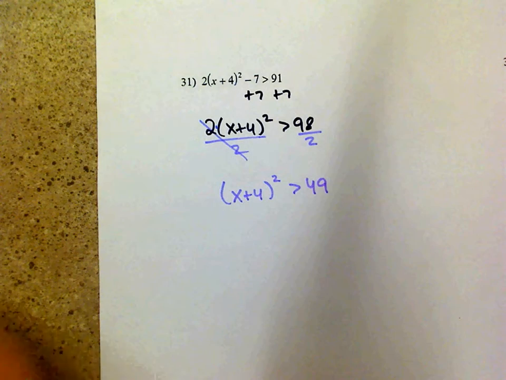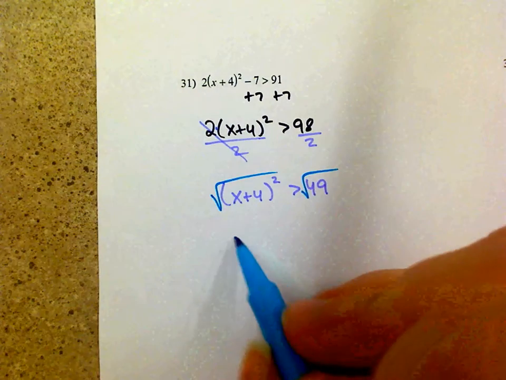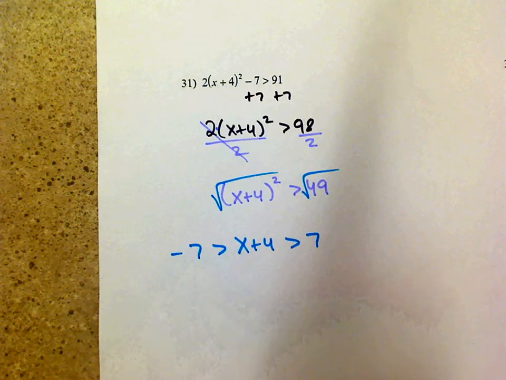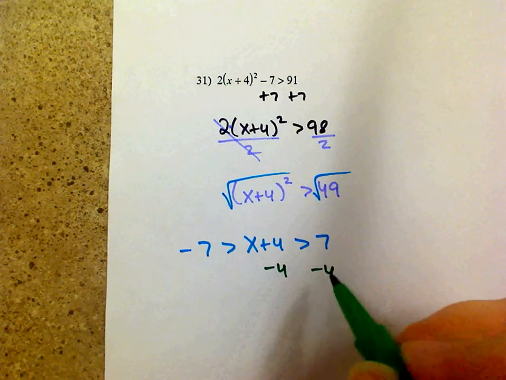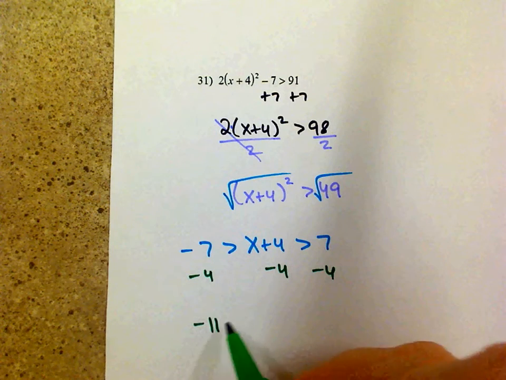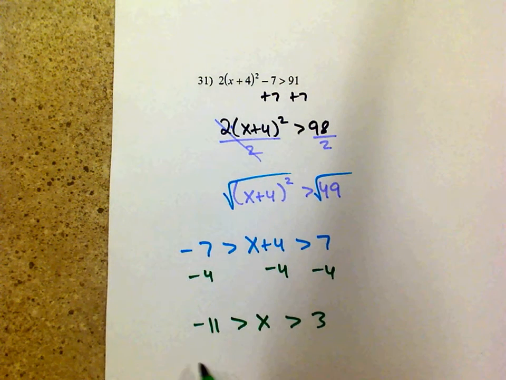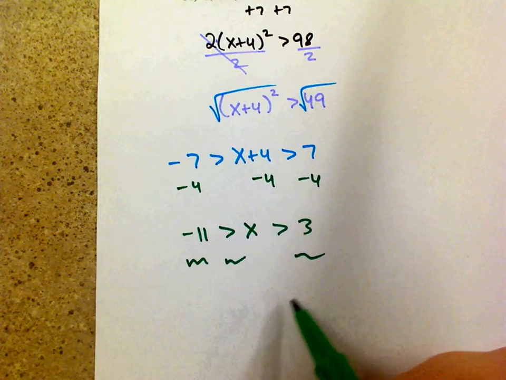And then I want to get rid of the 4, so I'm going to subtract 4. And I'm left with negative 11 is greater than x, which is greater than 3. And is that true? Is negative 11 greater than 3? That's not true, so that means they work against each other. We're going from 3 to positive infinity, and from negative infinity to negative 11. So if it makes sense, then it's between the two numbers. If it doesn't make sense, it's outside the numbers. Okay?